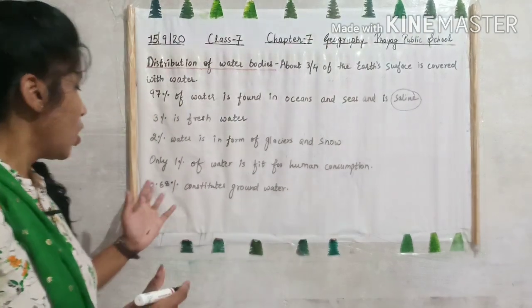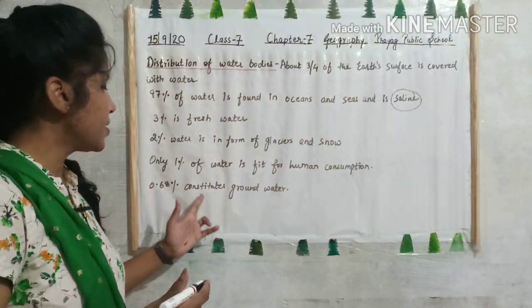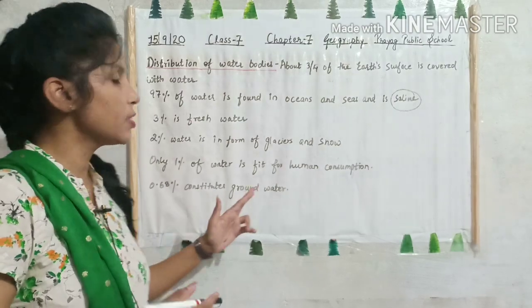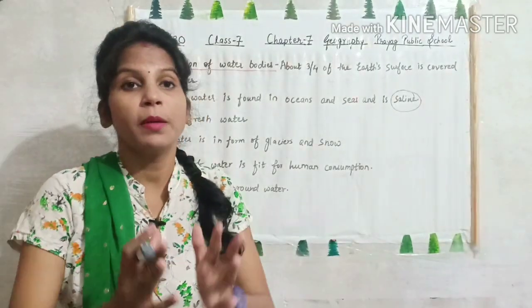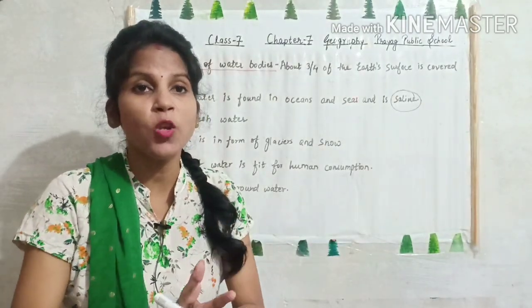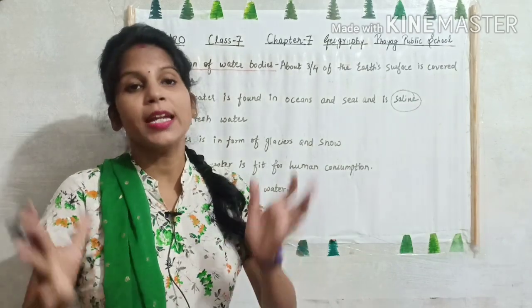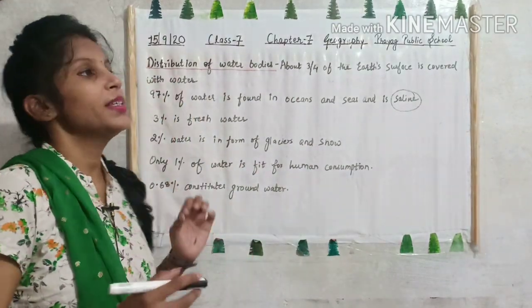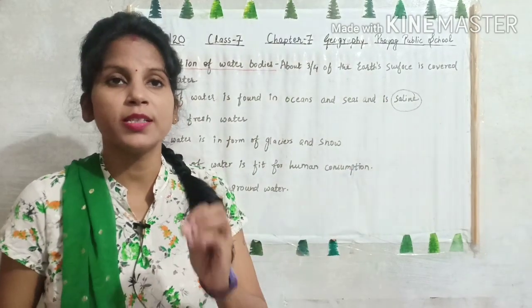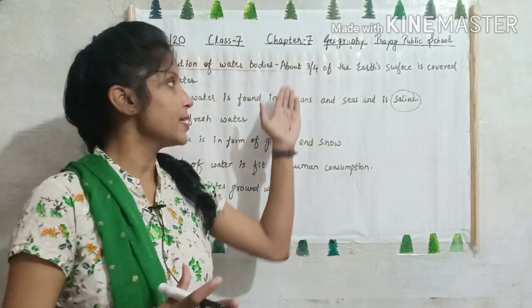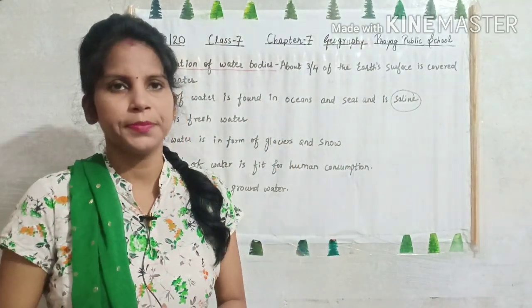Then 0.68% constitutes groundwater, and if you see the percentage of groundwater, it is very low. It makes only 0.68%. That means it is very less. So this is the distribution of water.